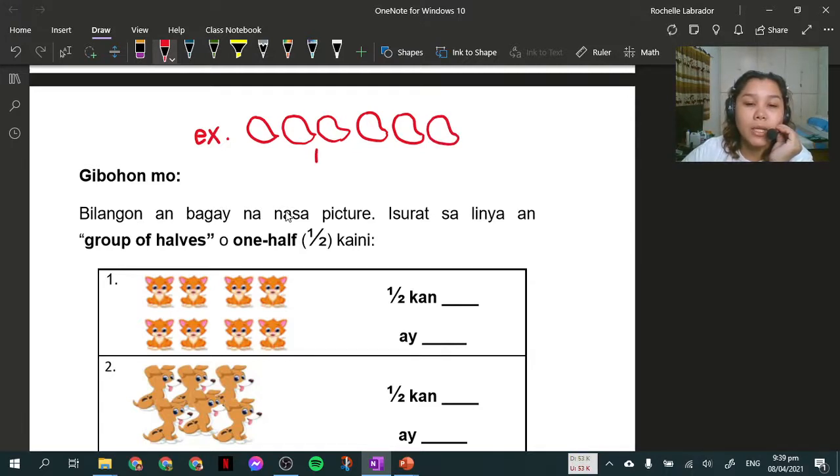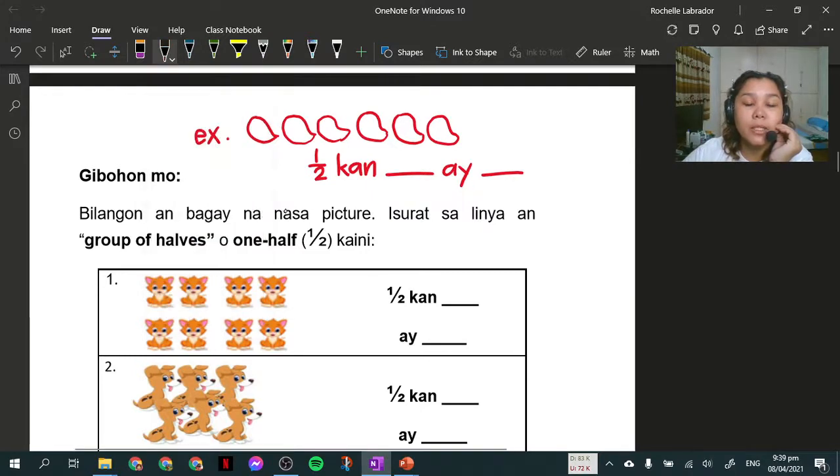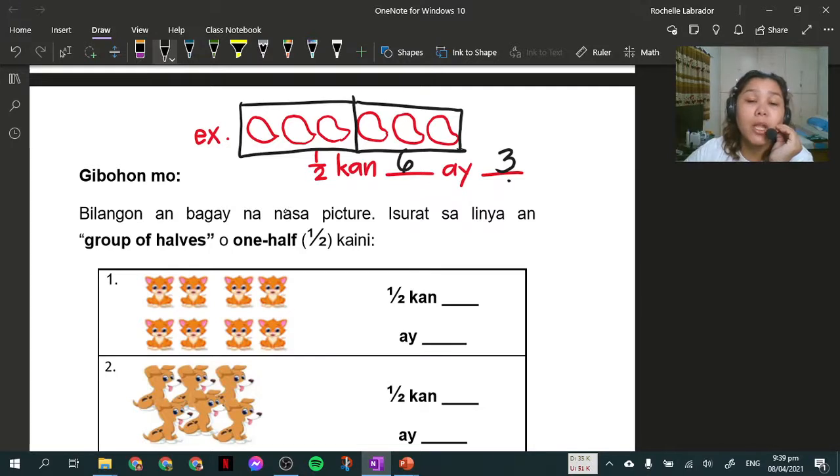So example for this task, nakalagay dyan 1/2 can blank ay blank. Bakit may nakalagay ay? So, dapat ano lang siya, 2 blanks na lang. So, 1/2, paano yun masasagutan? So, 1/2 can 6. So, you have to count the total number first. Total number of objects, 1/2 can 6 ay 3. Why is it 3? Kung bangaon yan into 2 groups, so kasi 1/2, it means there should be 2 groups. So, 1, 2, 3, 1, 2, 3. So, that's why you have an answer of 3.